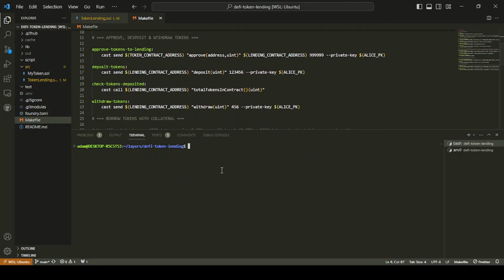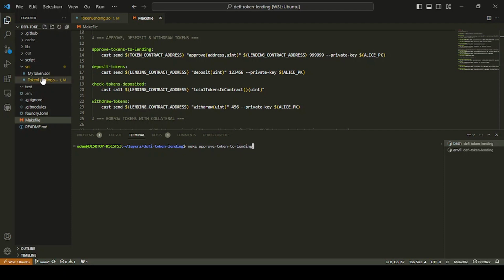First thing I'll do is make approve token to lending. This is your approval, like in MetaMask when it pops up when you need to do an approval before Uniswap can swap your tokens, for example. So cast send to the token contract address, not the lending address. We're calling approve, and it takes an address and a uint. We approve the lending contract address to spend 999,999 of these tokens, using the private key of Alice PK.